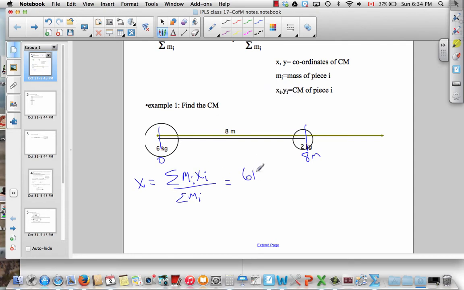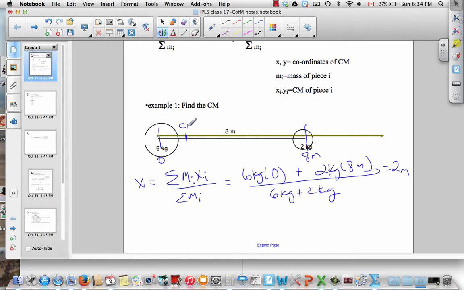So the first mass is 6 kilograms, it's centered at 0. Then we have 2 kilograms centered at 8 meters. And then we divide by the sum of the masses, which is 6 plus 2. This is an answer of 2 meters after you cancel off the eighths and cancel off the kilograms. So the center of mass is located about here. And if you look, you'll see that's really the balance point for the system, because if you've got 6 kilograms 2 meters away and 2 kilograms 6 meters away, then obviously that's going to balance.